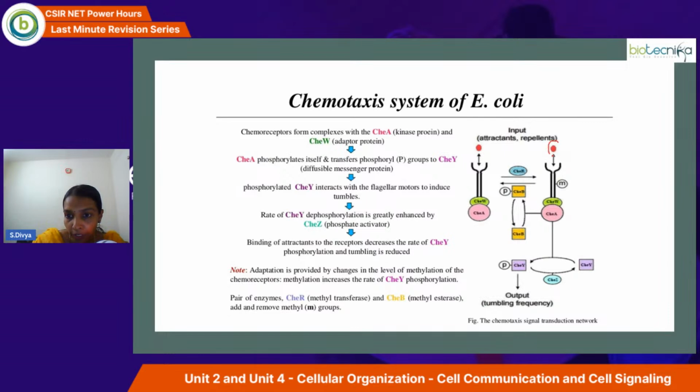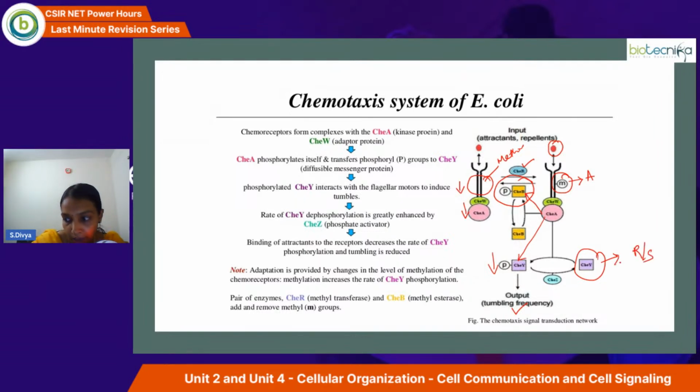If a repellent is bound to a receptor, CheR will add a methyl group to the receptor, making it activated. So CheA, upon activation, adds phosphate to CheB and CheY, causing tumbling. On the other hand, if an attractant binds to the receptor, the phosphorylated CheB will remove the methyl group as methanol. So what happens? The phosphorylation activity will be reduced, so here also a reduction, and this leads to running or swimming.